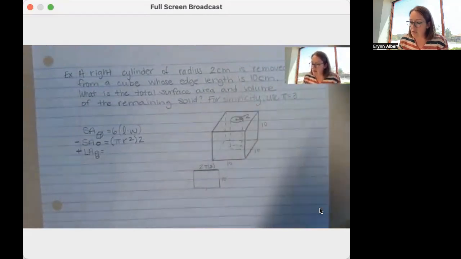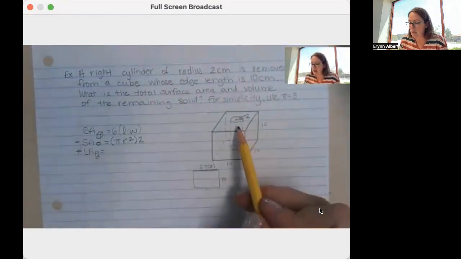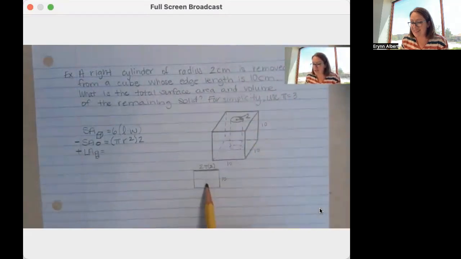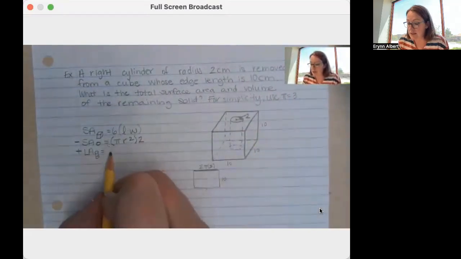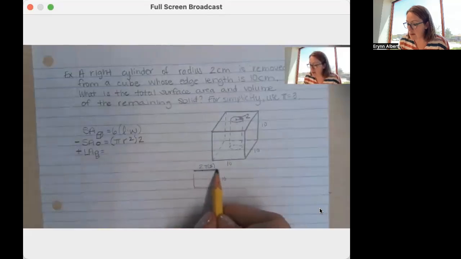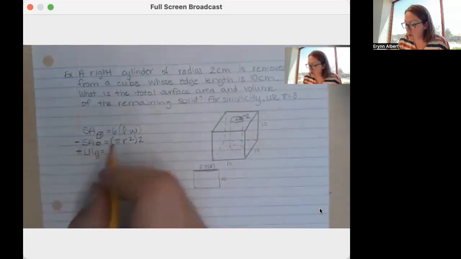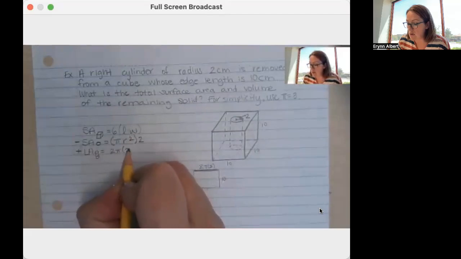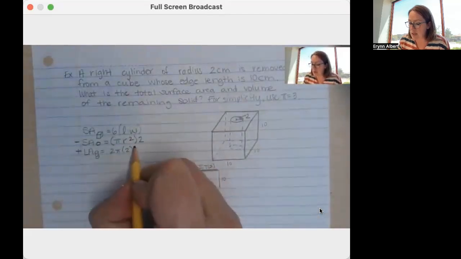All right, so I'm going to add the lateral area of this cylinder, which is this rectangle. The area of a rectangle is length times width. So the length is going to be my 2 pi 2, and I'm also going to multiply it by my height.